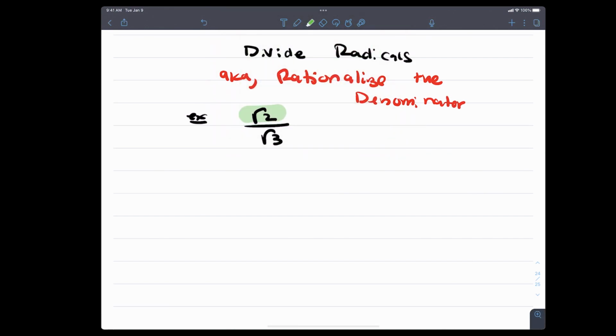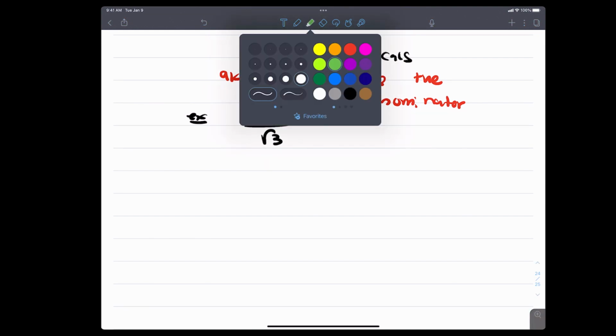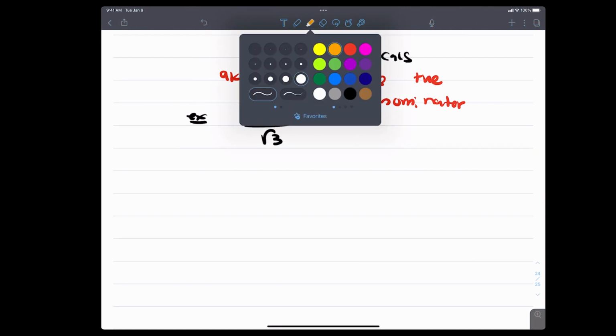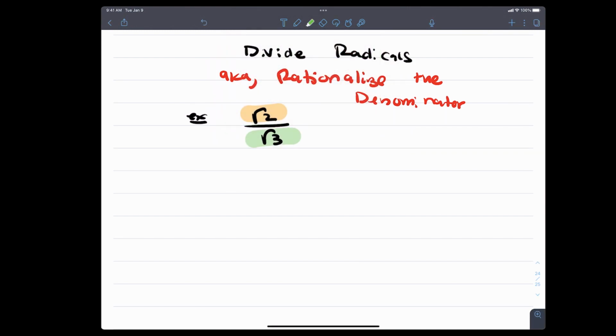You have a numerator, that's on top. Let me change the color. You have a numerator divided by a denominator. The one on the bottom, the square root of 3, is irrational. Is that right? Remember that? So down here, this is an irrational number. That's the square root of 3. We want to make it rational. We want to get rid of the radical.